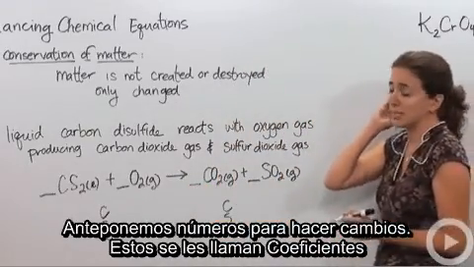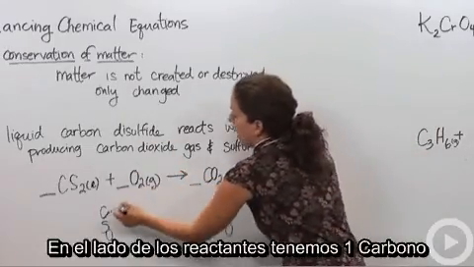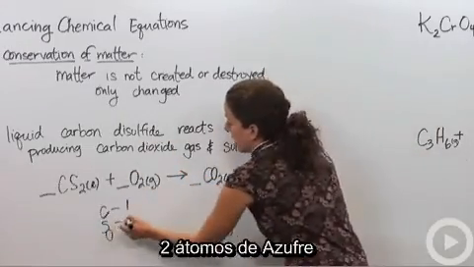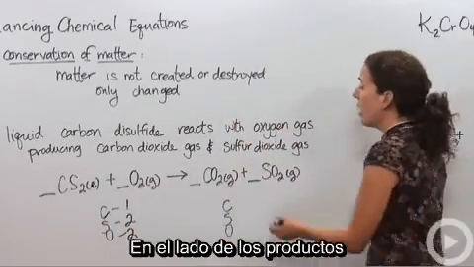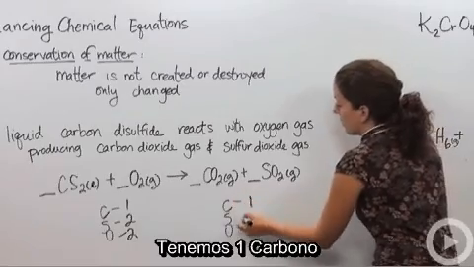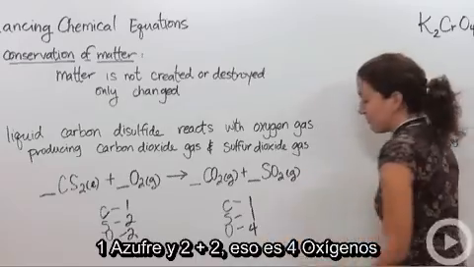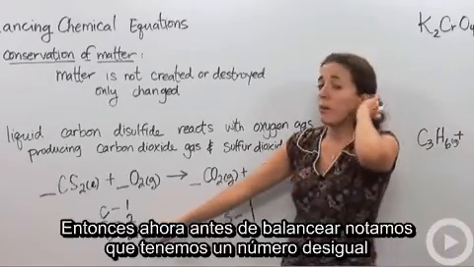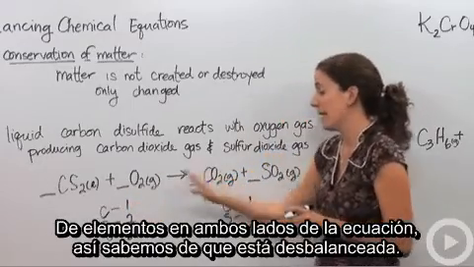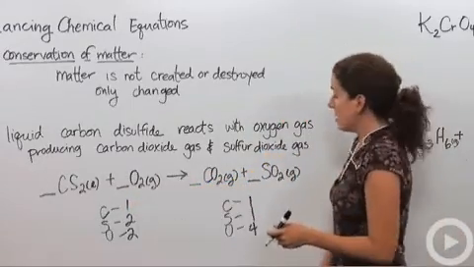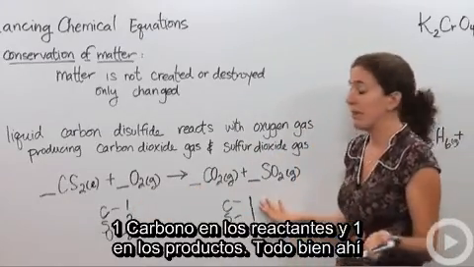We call those coefficients. On the reactant side, we have 1 carbon, 2 sulfur atoms, and 2 oxygen atoms. On the product side, we have 1 carbon, 1 sulfur, and 2 plus 2 is 4 oxygens. Great. So right now, before we even balance it, we notice that we have an uneven number of elements on either side, so we need to make sure they're even and balanced. Right now the carbons are balanced. We have 1 carbon on the reactant side, 1 on the product side, so we're good there.